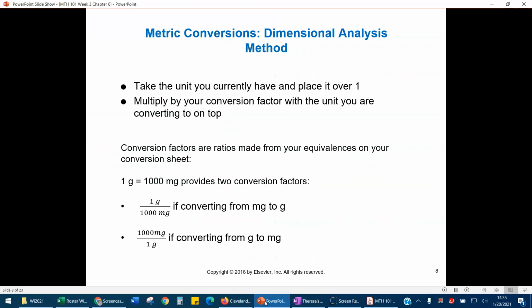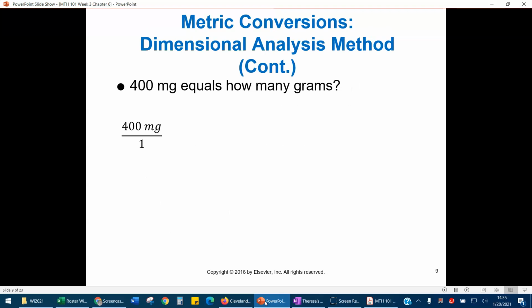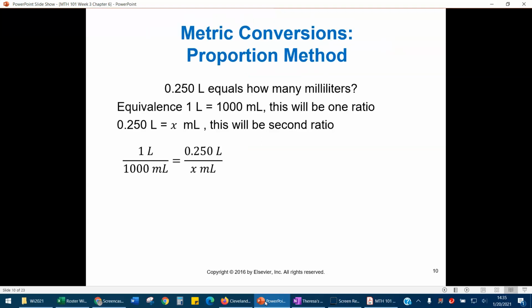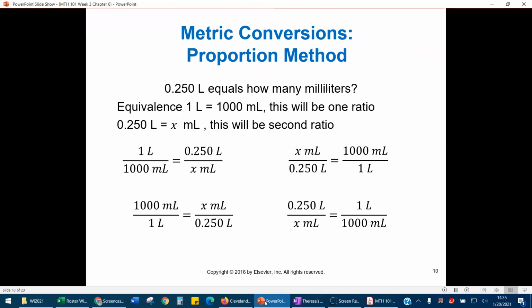Okay, so that is what these next couple of slides talk about: the dimensional analysis method and the proportion method, and there's a couple of examples. With the proportion method, this slide just shows you it can be done 4 different ways. As long as your units match across the top and the bottom, your proportion can be set up 4 different ways. But you're still multiplying the same 2 numbers in all 4 ways.